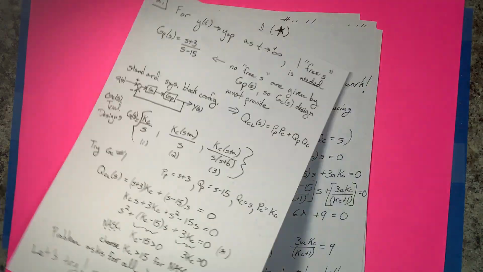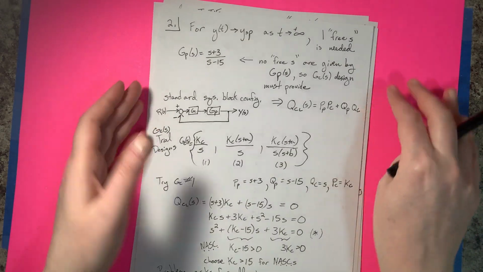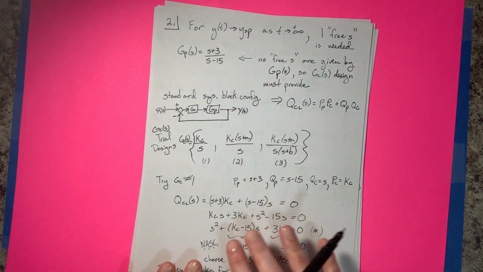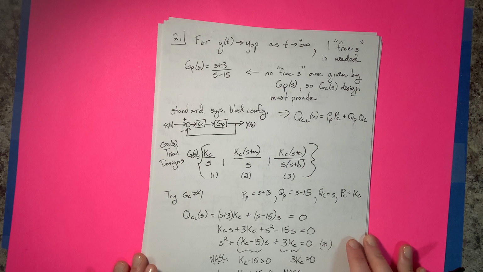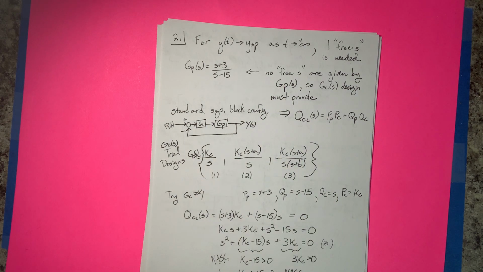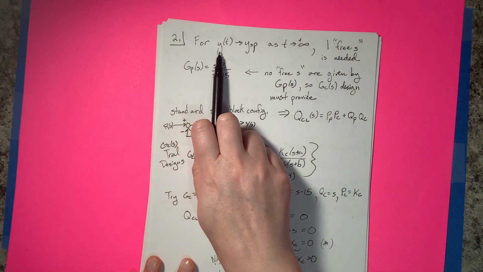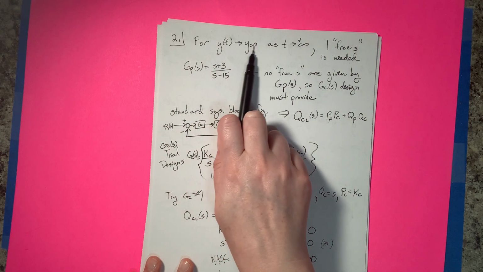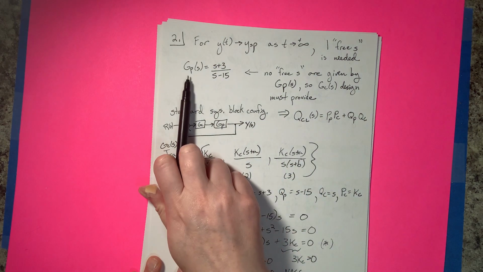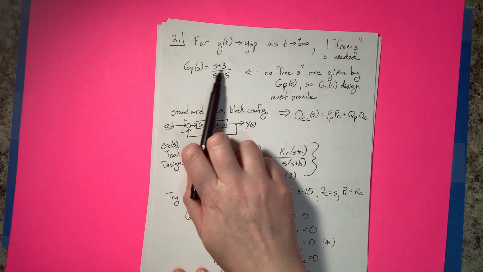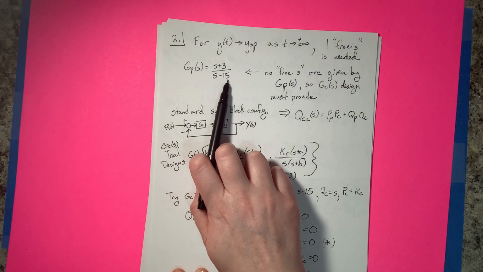Okay. For problem number 2, this was a lot of GC design, and actually problem number 3 as well. So we had 2 different circumstances. For problem number 2, we did not have a disturbance, and for problem number 3, we did have a disturbance. So for problem number 2, our problem was to track a set point. So this was a set point regulation problem. We had a GP given here with s plus 3 over s minus 15.